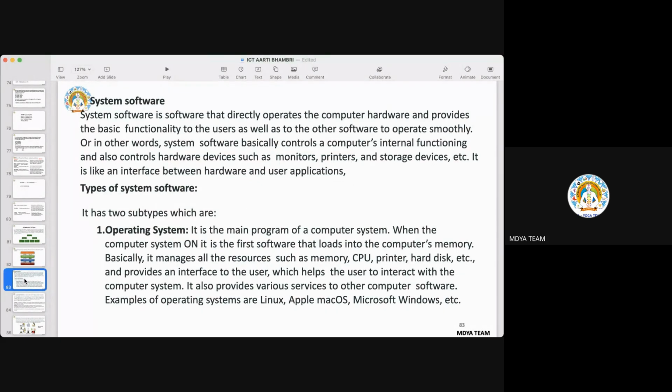input devices to your memory or CPU and your output devices, whether it is a printer or a display unit or some hard disk where you want to store. So it provides an interface to the user which helps the user to interact with the machine. In a simple way, you can say that. All right. It also provides various services to the other computer software also.